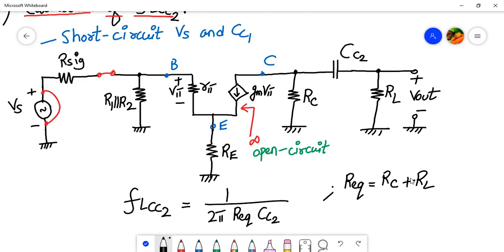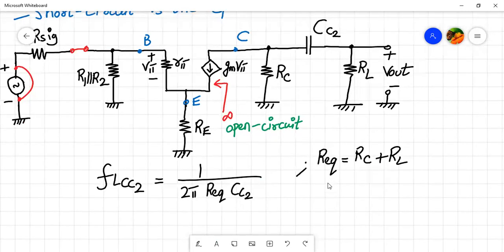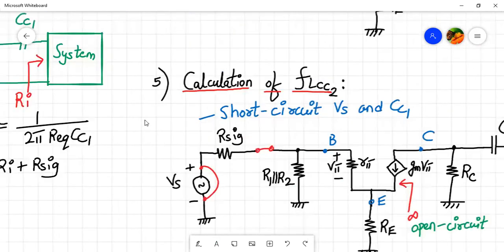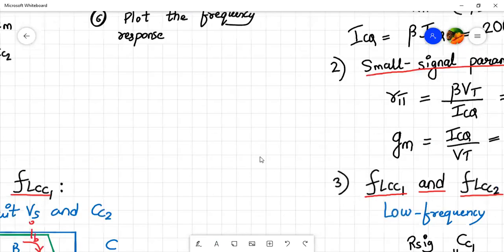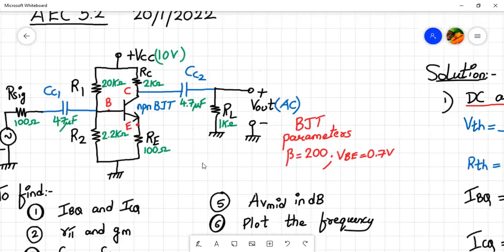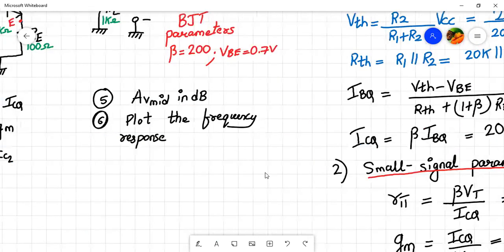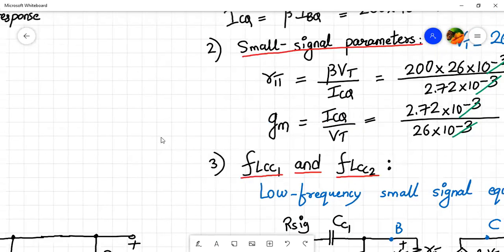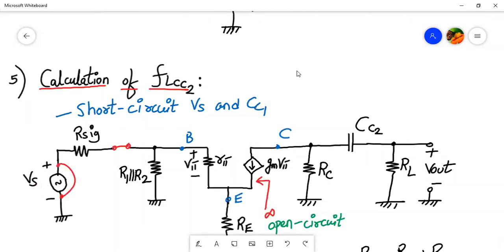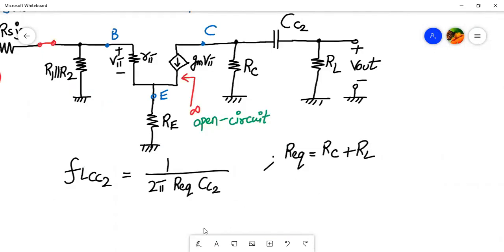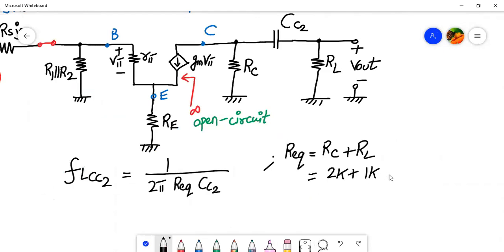And we can easily calculate that now. In this case, we have RC as around 2K and RL is around 1K. Let's cross verify that once. Okay. Yeah, RC is 2K and RL is 1K. Yeah, it's perfect. So let's continue with the FL of CC2 calculation. So this will be 2K plus 1K, which is 3 kilo ohms. Okay. So our equivalent value is 3 kilo ohms.